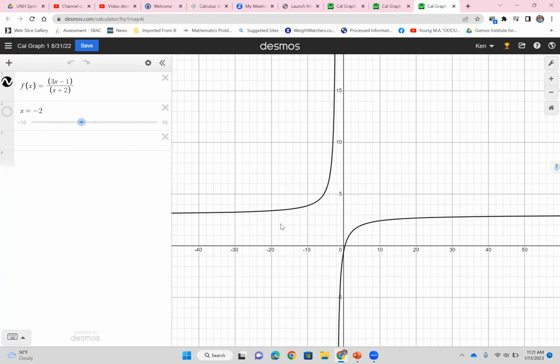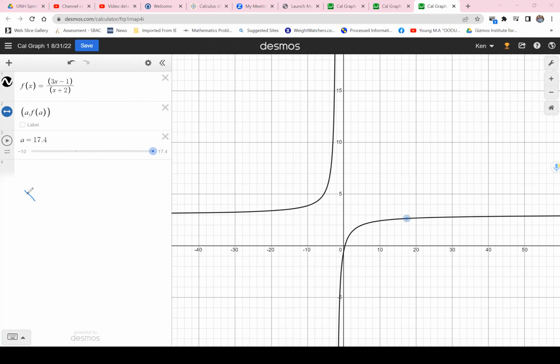Okay, this is called a rational function because it's got a fraction in it. I don't think we need this slider, but let's make a point called x comma f of x. Or actually, we'll call it f of a to make a slider. So if we look at this, we can never have 0 in the denominator. So to calculate the domain, we would say x doesn't equal, we can never have 0 in the denominator.